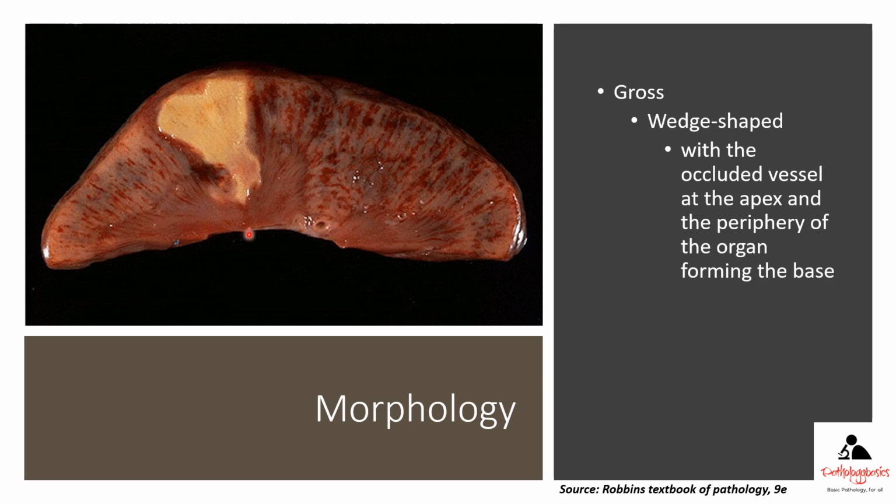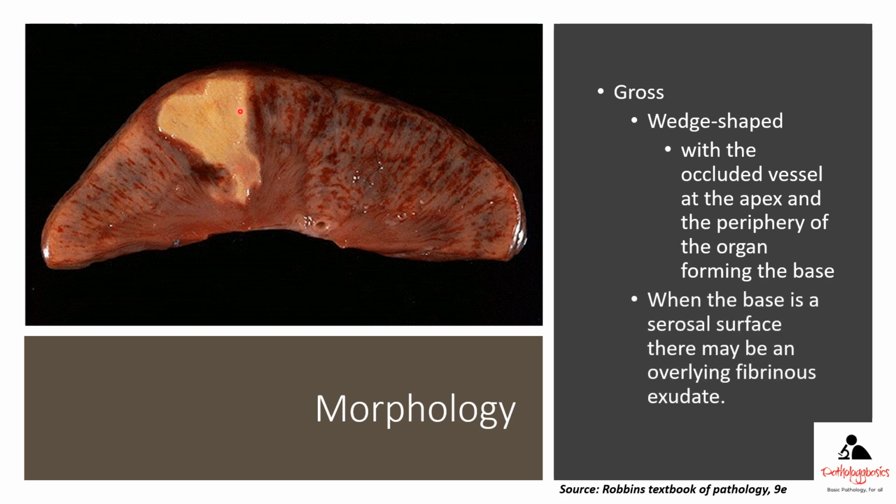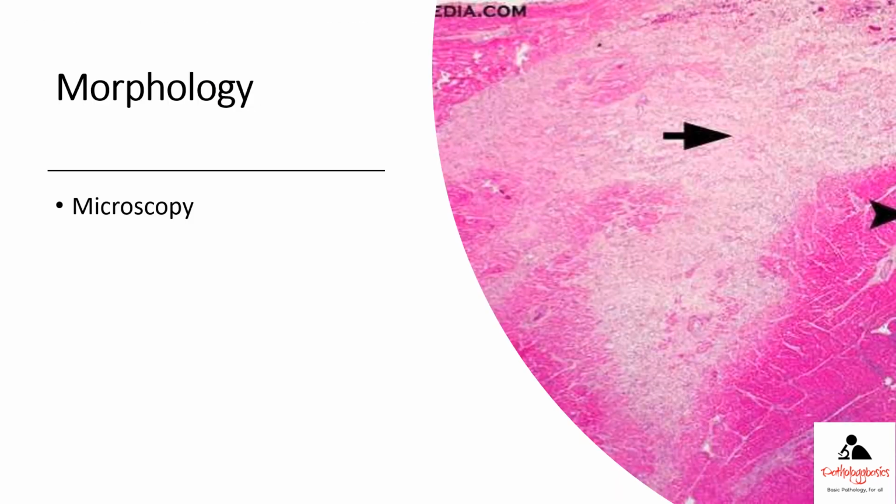The occluded vessel usually enters the kidney from the apex, right? So we can consider an inverted triangle where the arterial supply is at the apex and the periphery of the organ forms the base of the infarct. If the infarct extends up to the serosa, you can get a fibrinous exudate on the serosal membrane. Microscopically, it is ischemic coagulative necrosis. So the microscopy of an infarcted area will be nothing but coagulative necrosis.